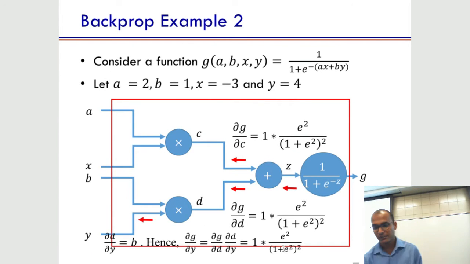Now we have the gradients of g with respect to c and d. They are incoming to c and d, and we know the gradients of c and d with respect to their inputs. It's just the opposite argument: the gradient of c with respect to x is a, and the gradient of c with respect to a is x. So you multiply those appropriately with the incoming gradient, and that will be the gradient of g with respect to a, x, b, and y. If you want, I can do it on paper if somebody wants it.